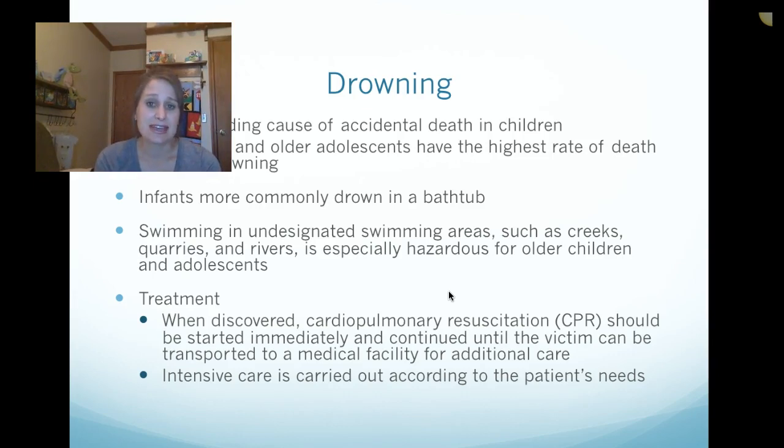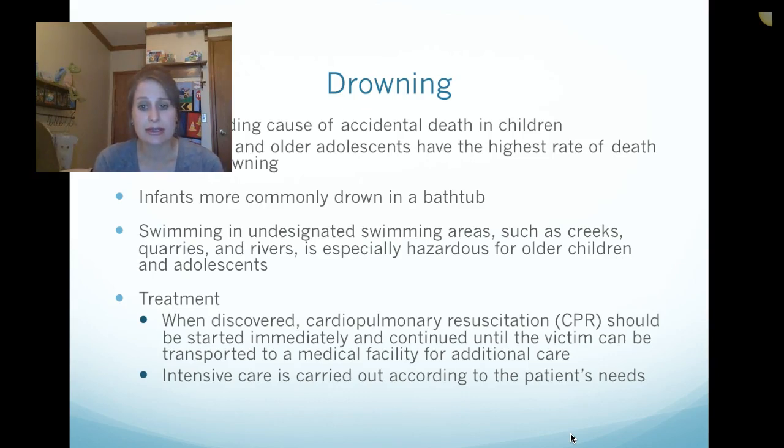Drowning is the second leading cause of accidental death in children. Toddlers and older adolescents have the highest rate of death from drowning. It doesn't matter if it's less than an inch of water; if there's any water around, toddlers and infants can definitely drown from that, so we have to be careful. Oftentimes infants drown in a bathtub, so we teach the parent to never leave the child alone. Swimming in undesignated areas and swimming holes, usually by teenagers, in creeks, quarries, and rivers, can be especially hazardous, so we make sure they're aware of that and take proper precautions.